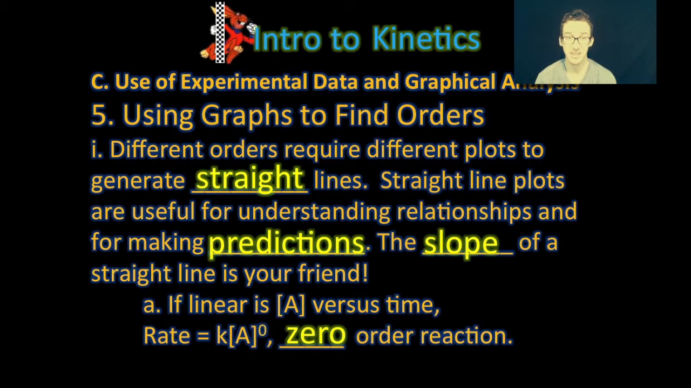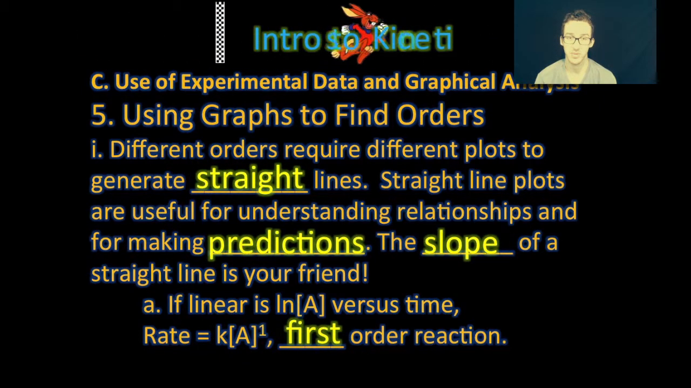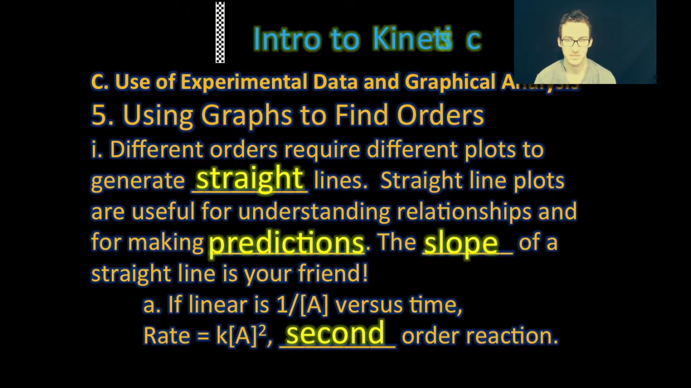And so you want to commit these to memory: if you plot concentration versus time and you get a straight line, a linear relationship, that is indicative of a zero order reaction. If, on the other hand, you get a linear relationship when you plot the natural log of the concentration versus time, we say that is indicative of a first order reaction. If you determine that you get a linear relationship when you plot 1 over the concentration versus time, that's indicative of a second order reaction. And we'll talk about that in just a couple minutes. We'll look more at that in the lab.